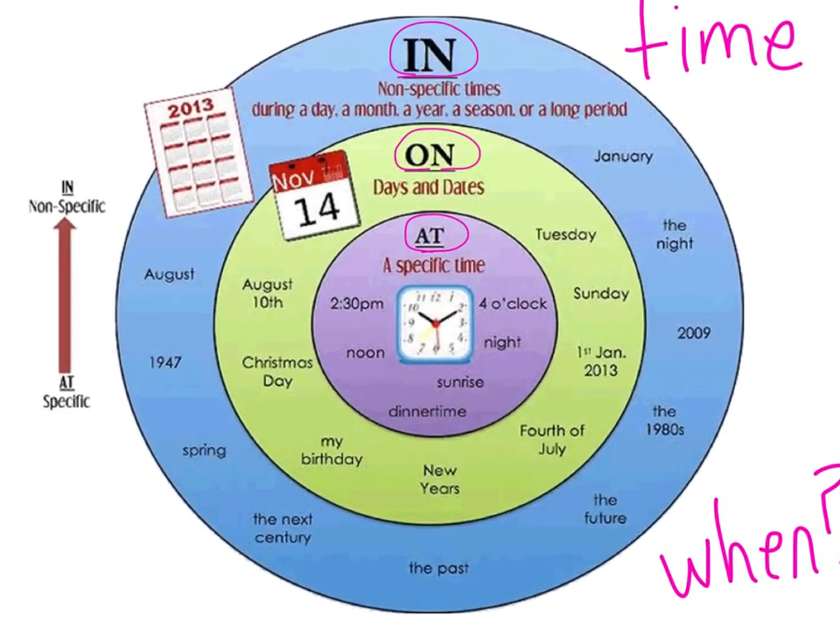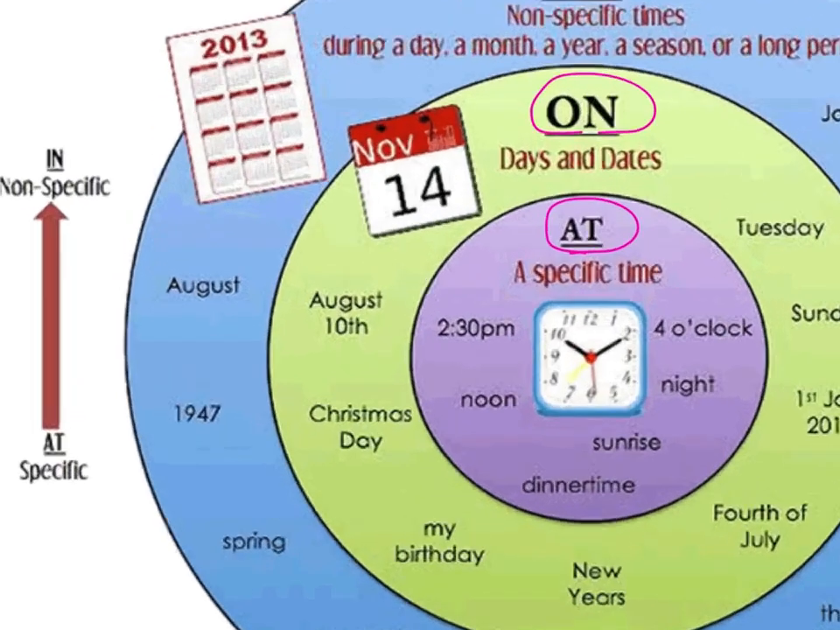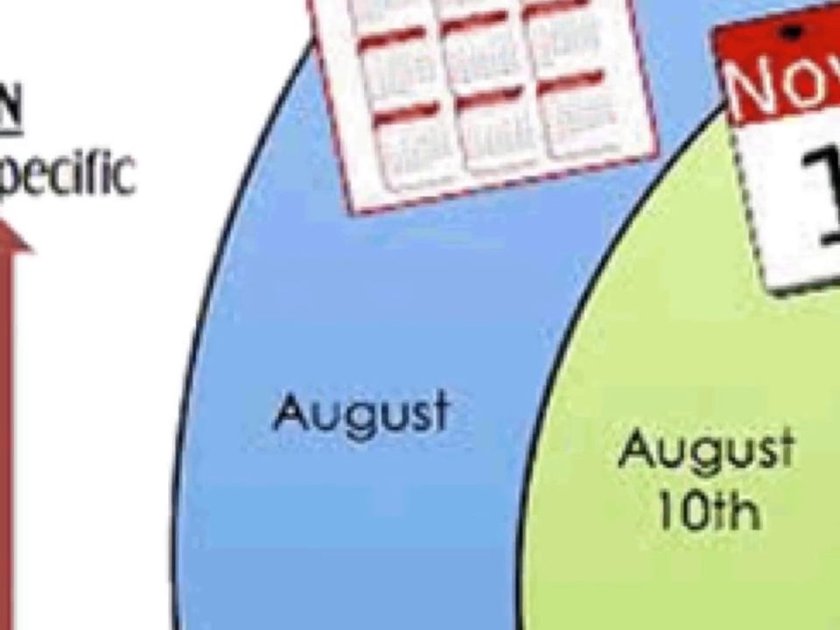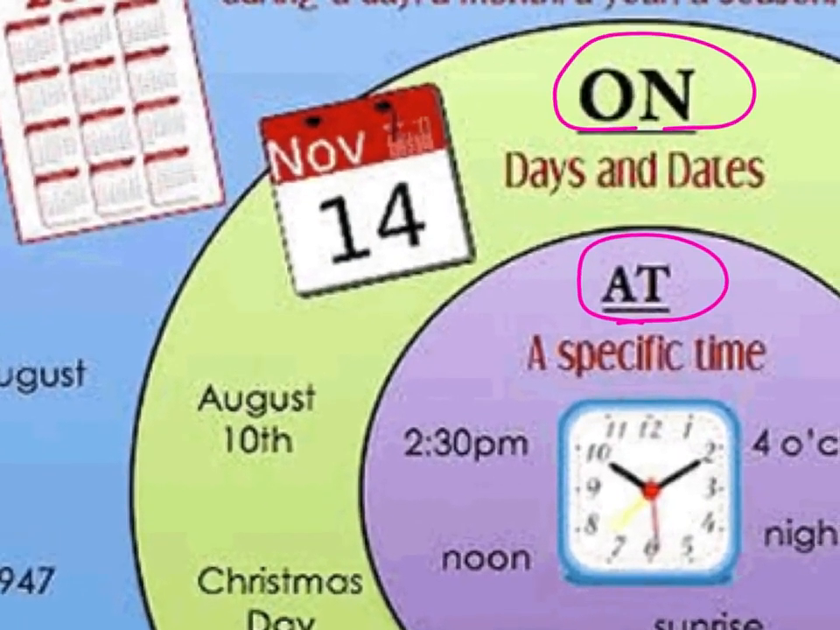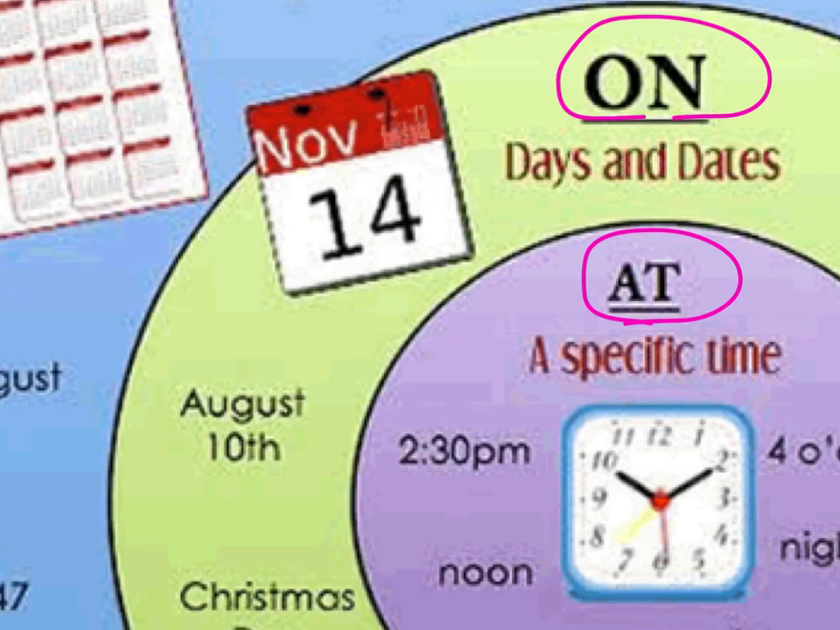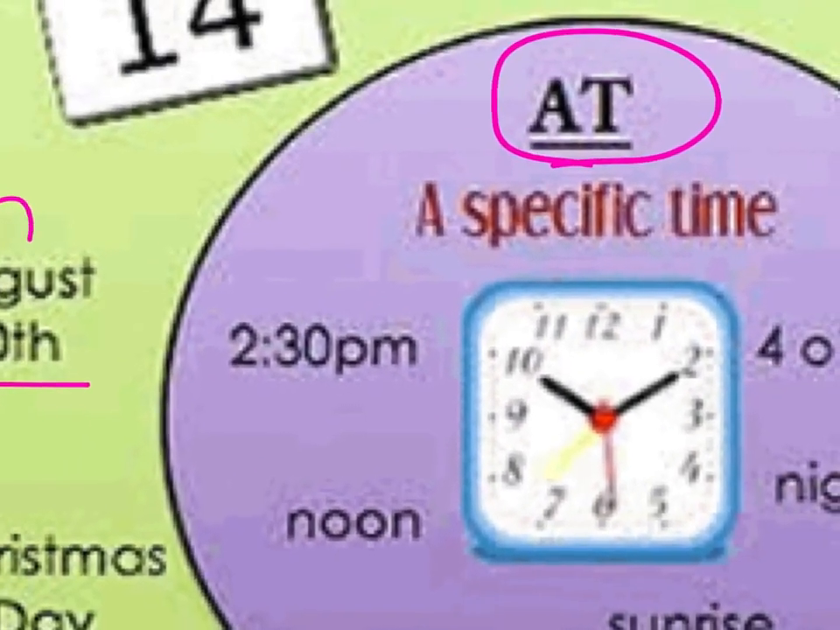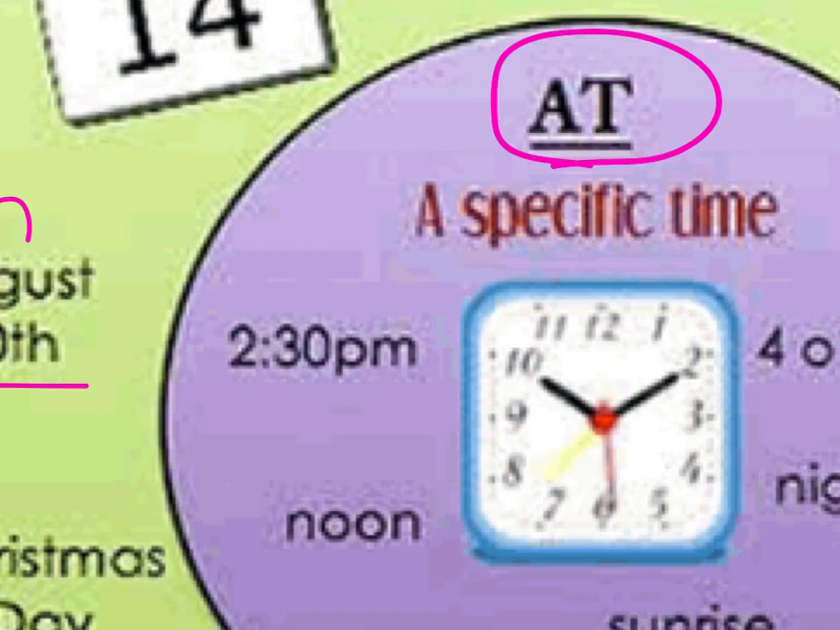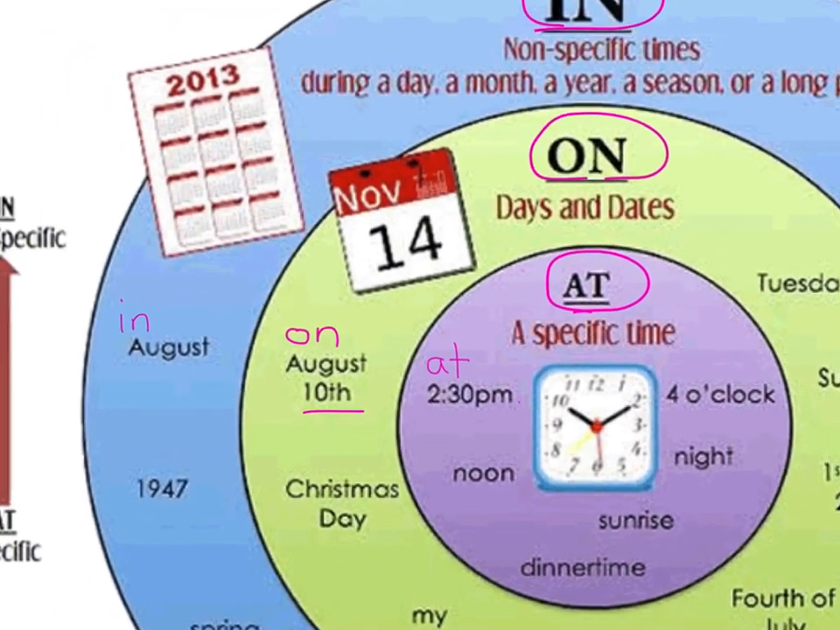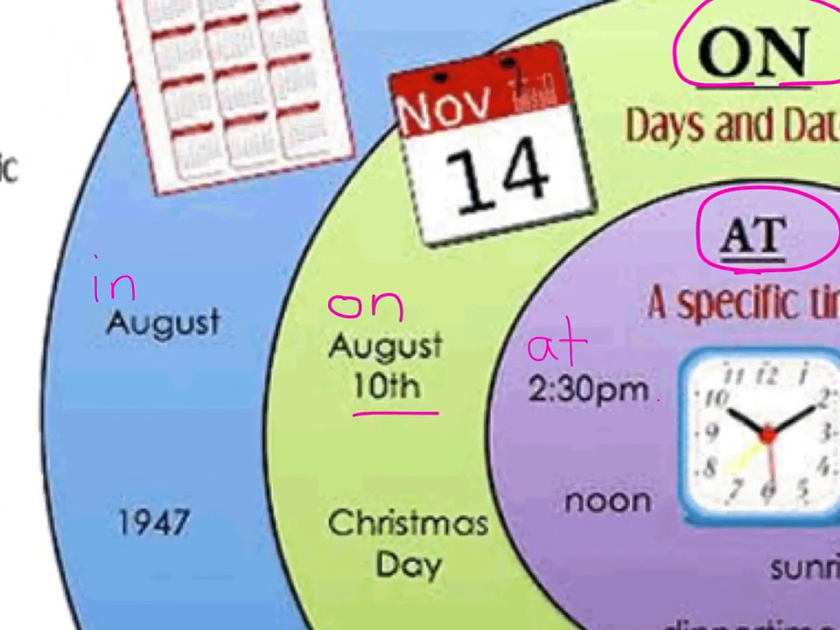On this page, we are looking at answering the question when. So we might say, my birthday is in August. I would say my birthday is in August. Or we could say, my birthday is on August 10th. Or we could say, my class is at 2:30 p.m. These are ways that we can use the prepositions in, on, and at.